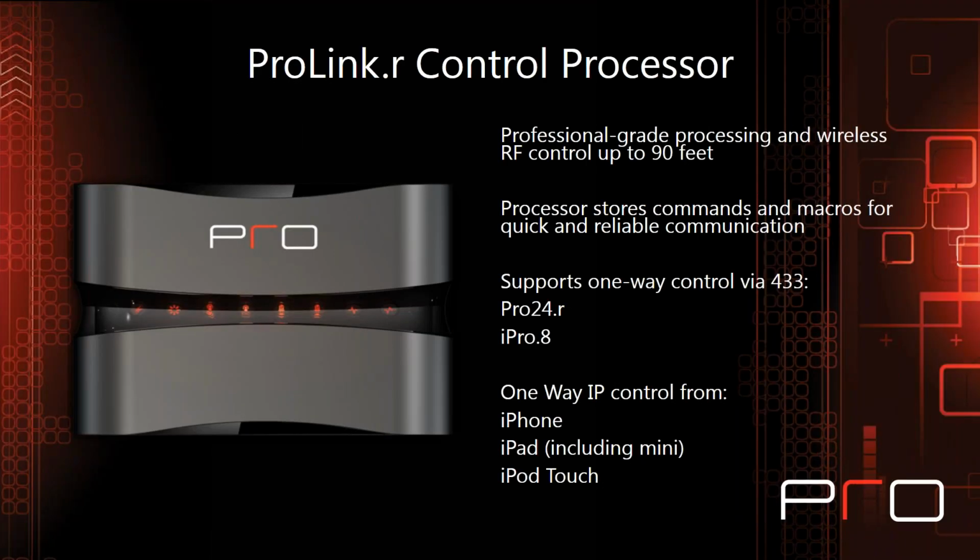You can use that remote standalone, or you can pair that with the ProLink R processor. This will give you your RF control, so you can stuff this back in a rack somewhere. Distance is about 90 feet. Of course, if you put more stuff in between the processor and the remote, that's going to drastically cut that down. Just keep that in mind. It's more geared towards a single room solution. That's what the ProLink R is biased towards.